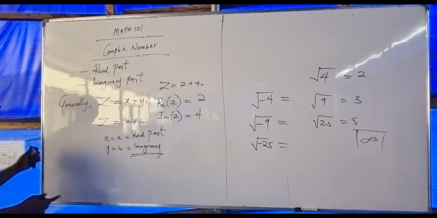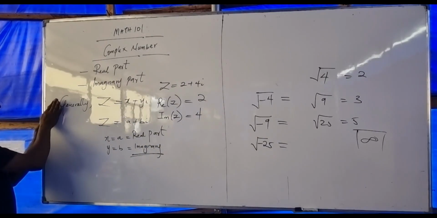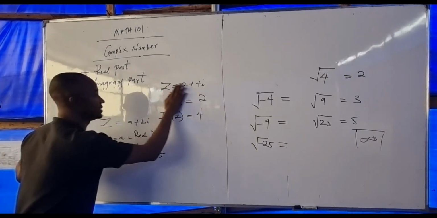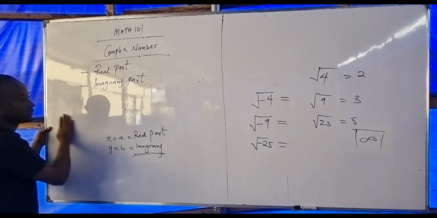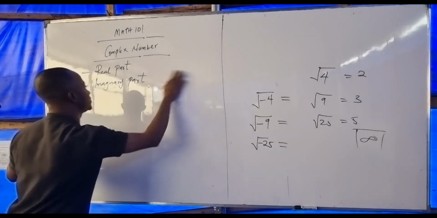Now let's look at, in our last class, how we talked about how to evaluate i, or the derivation of i. How did this i come about?